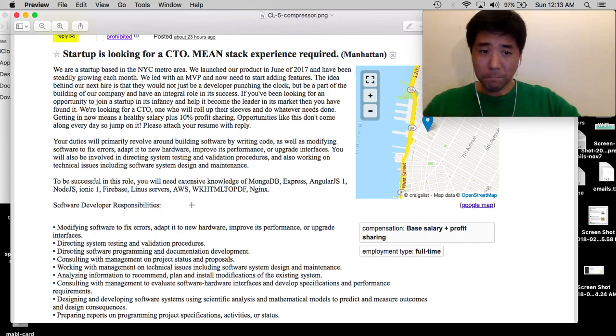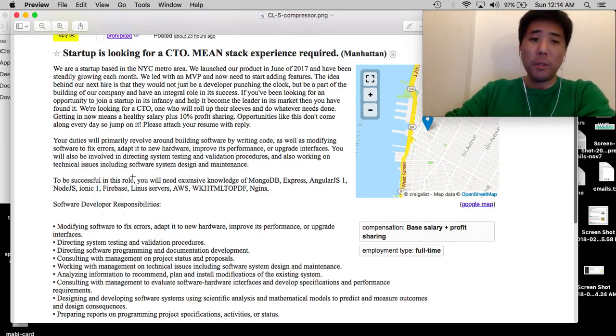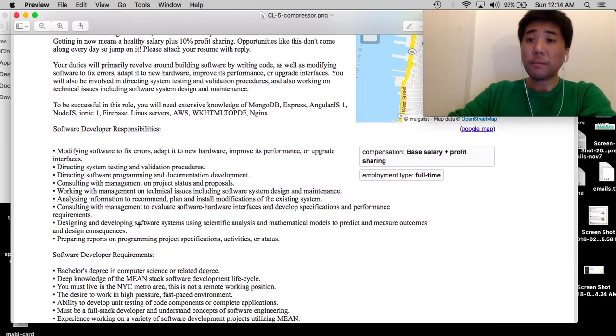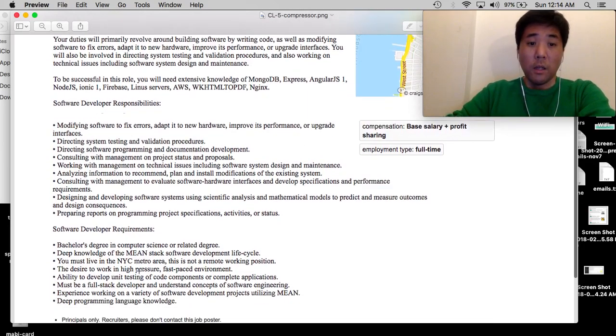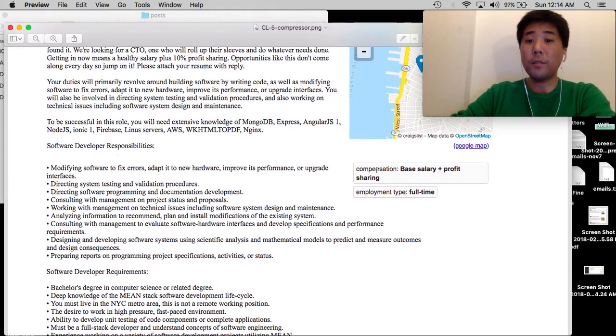I don't know what WK, all this stuff means. But the point is that it looks like they understand the environment from a business point of view as well as a technical point of view. There are drawbacks because of the lack of an explicit rate, and it's a full-time thing. It's not a contract gig.